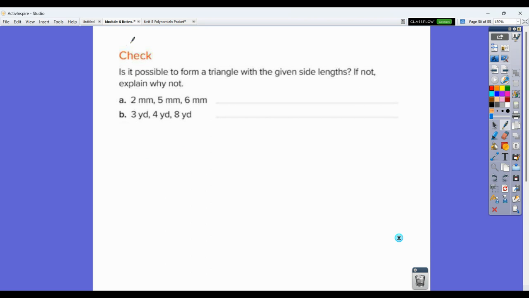So in the check, is it possible to form a triangle with the given side lengths? If not, explain why not. Well, all you do here is you take the smallest plus the medium, so 2 plus 5, which is equal to 7, and show that 7 is greater than 6. So the answer here is yes, the sum of two side lengths is greater than any other side length. And again, that's the only one you have to check.